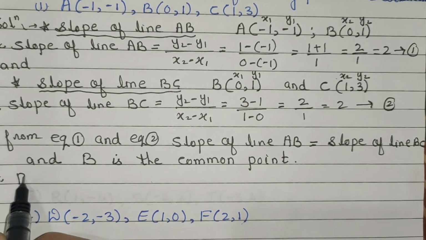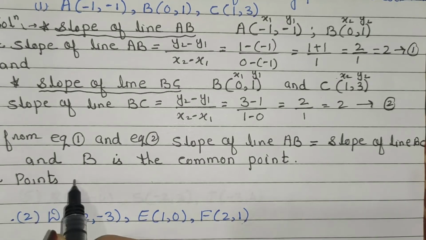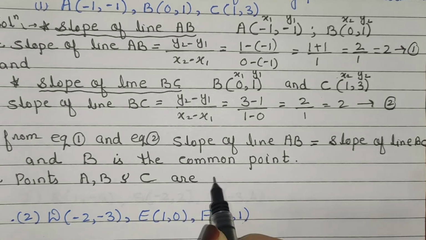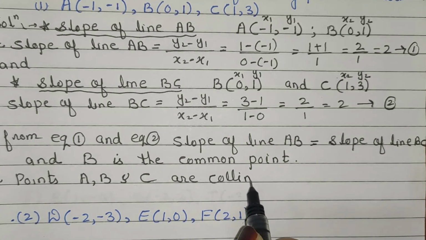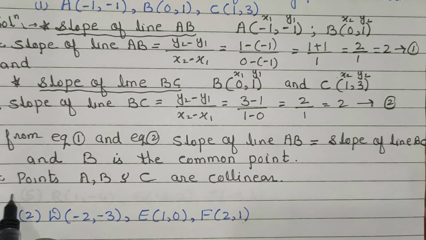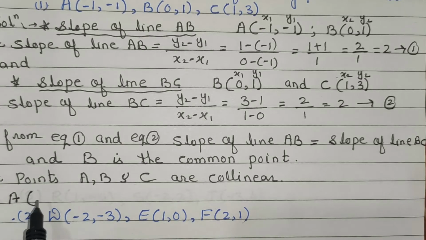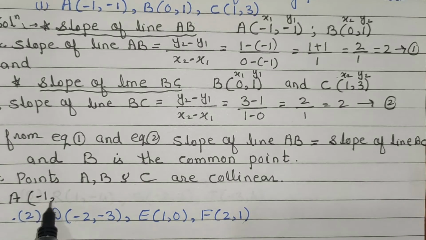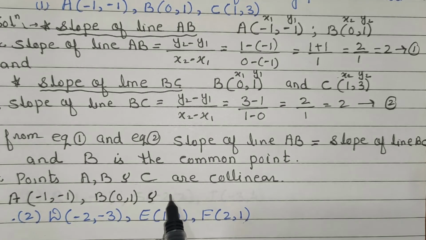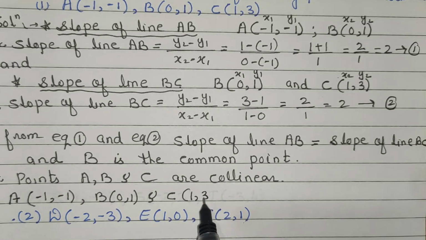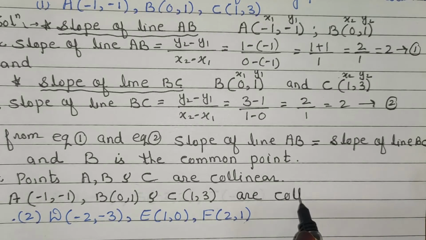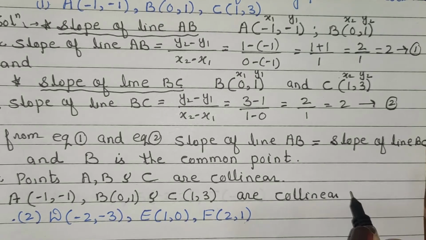Therefore, points A, B and C are collinear points. Therefore, write down the answer. Therefore, points A -1, B 0, 1 and C 1, 3 are collinear points.